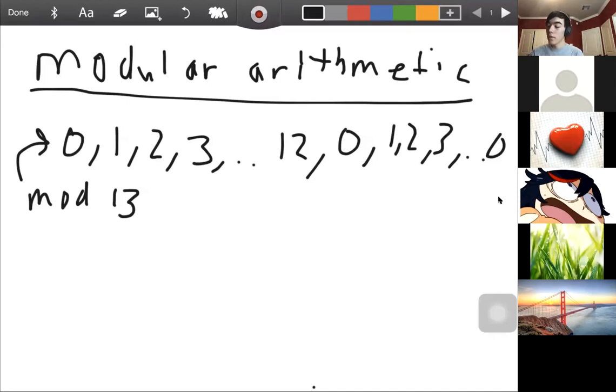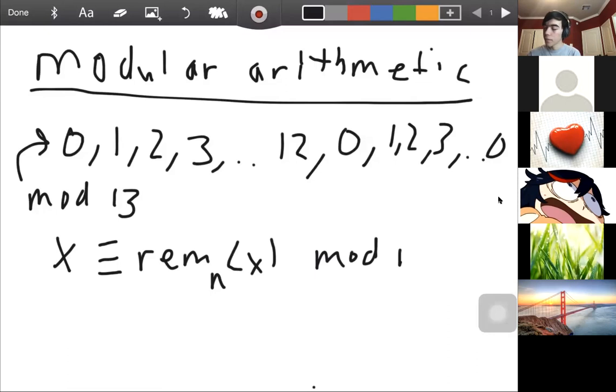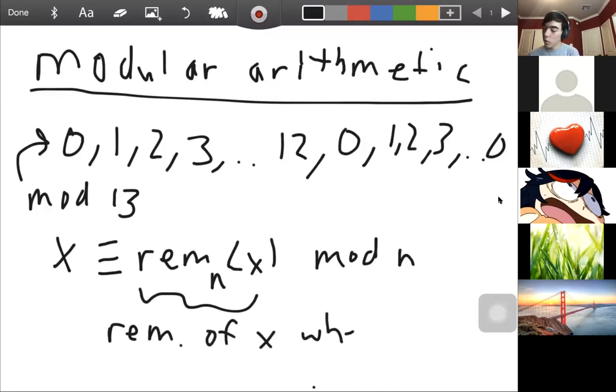The more formal way of writing it is that every number x is equivalent to the remainder when dividing x by n, written x mod n. So this is very scary math jargon, but it's the remainder of x when divided by n. What this three-line equal sign means in modular arithmetic is that we say equivalent. So x is equivalent to what's on the right. Because in modular arithmetic, it's not that 13 and 14 and the numbers above n don't exist. It's just that they're equivalent to a number that's smaller. So for convenience, we write the smaller numbers.